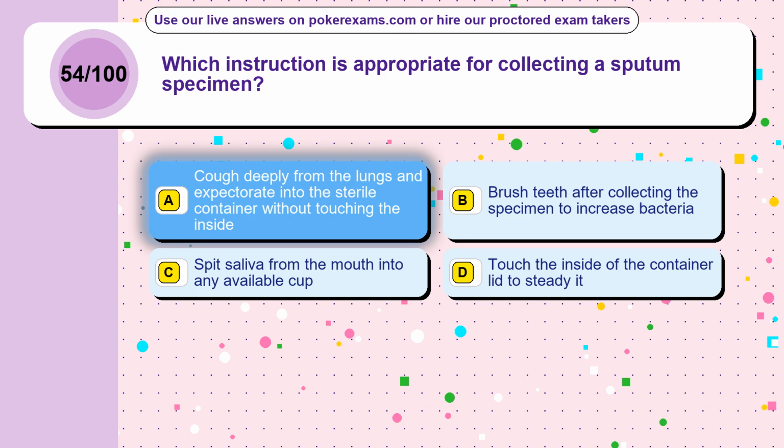The correct answer is option A. Cough deeply from the lungs and expectorate into the sterile container without touching the inside.